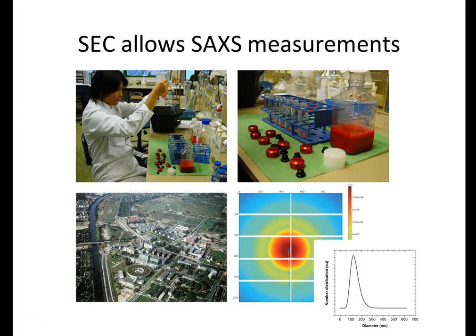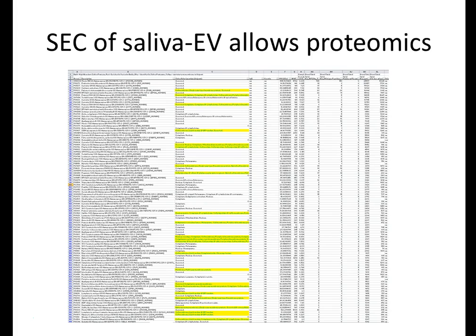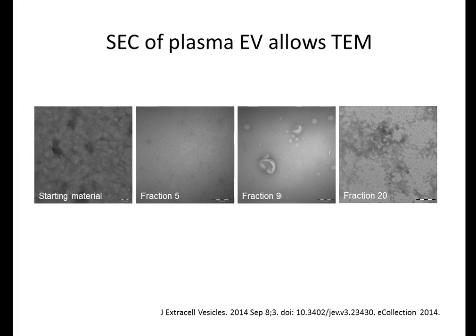Now, after such a single step, which by the way can be repeated to make your vesicles even more pure, of course you will also be losing some vesicles then, but if you do this, you get highly purified fractions of vesicles that you can use for small angle X-ray scattering, as shown on this slide. You can do proteomics because you have lost most of your soluble proteins. And speaking for myself, I think the biggest advantage is that you can do electron microscopy directly on vesicles from plasma after a single size exclusion chromatography step.